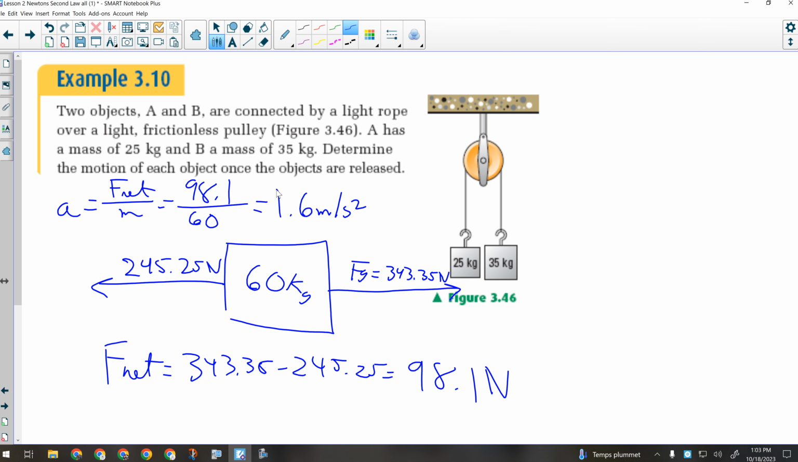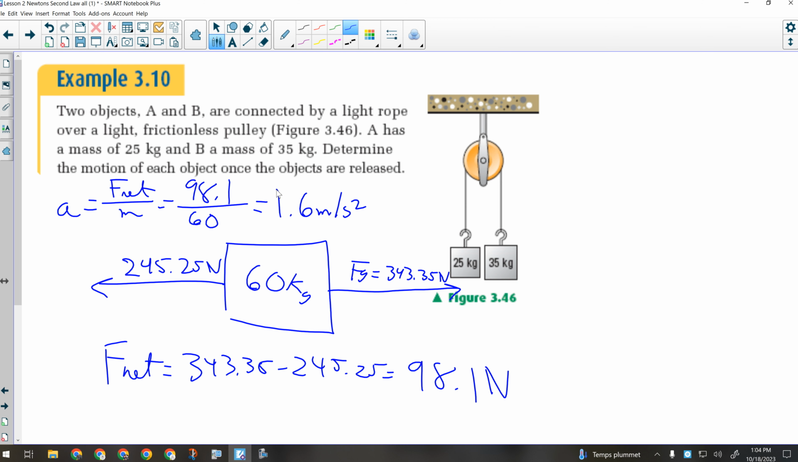Now, what if the question asked, what's the acceleration of the system? Then what do I say? I don't give a direction. That question could never ask me, what's the acceleration of the system? It could ask me, what's the acceleration of the system's magnitude? That's all it could ask for. I can't give a direction for the whole system because the parts of the system are going in different directions.